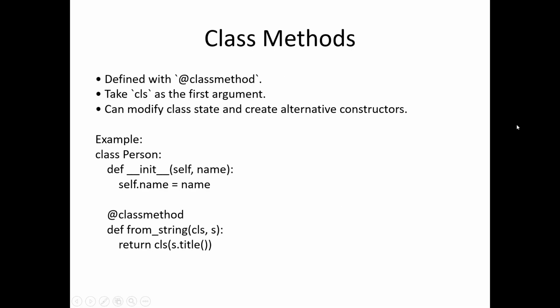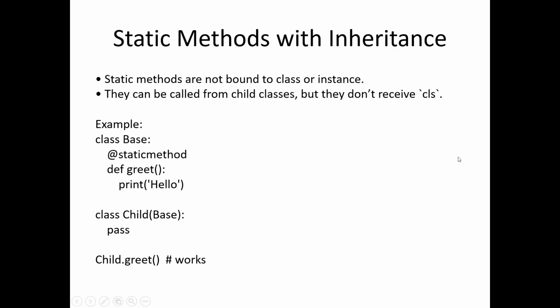So what are class methods? A class method, on the other hand, receives the class itself as the first argument, usually called cls. They are great for alternative constructors or modifying class-level data. Static methods with inheritance: static methods don't depend on the class or instances, but they can still be inherited.